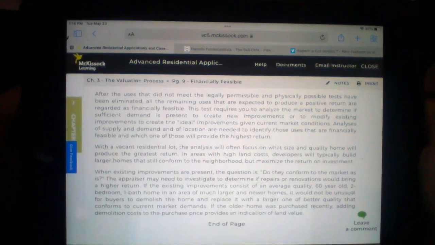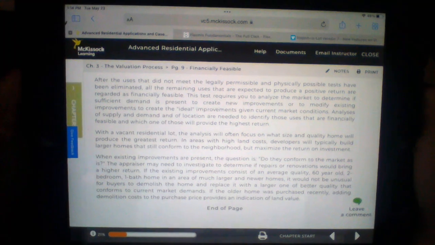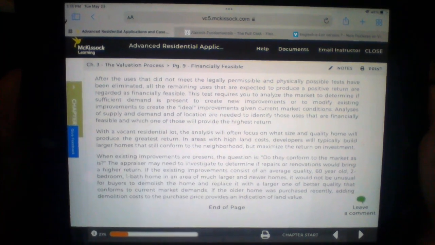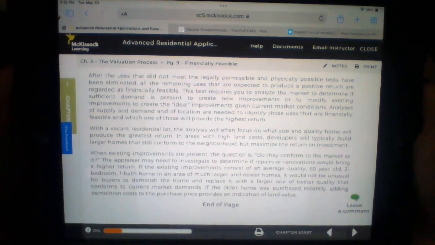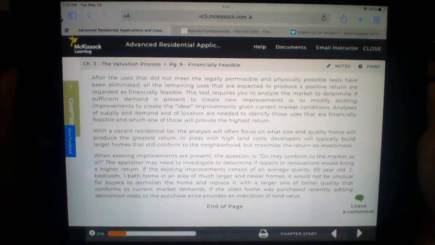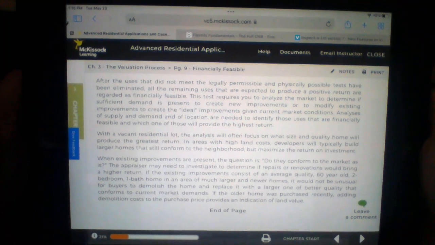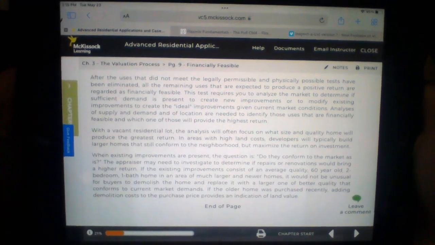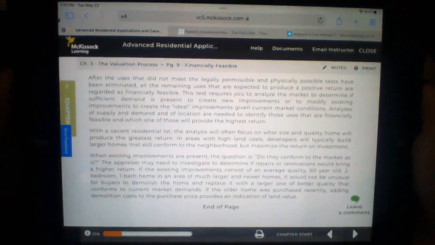Analysis of supply and demand and of location are needed to identify those uses that are financially feasible and which one of those will provide the highest return. With a vacant residential lot, the analysis will often focus on what size and quality home will produce the greatest return. In areas with high land costs, developers will typically build larger homes that still conform to the neighborhood, but maximize the return on investment.